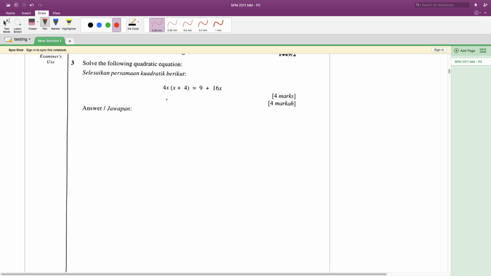First thing is, you have to multiply the 4x for the first one and the second one. You will get 4x squared plus 16x equals to 9 plus 16x. Then what I do next is basically I will group whatever things to one side. That means I will move the 16x to the other side. So I get 4x squared, 16x moved to the other side is minus 16x, so you get 0. 9 moved to the other side is minus 9 equals to 0.